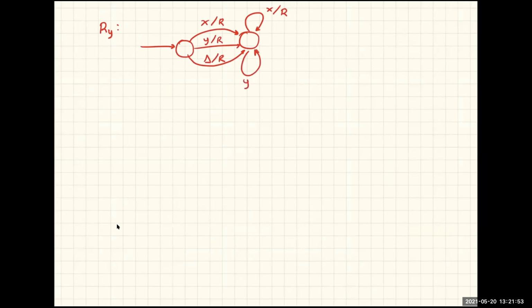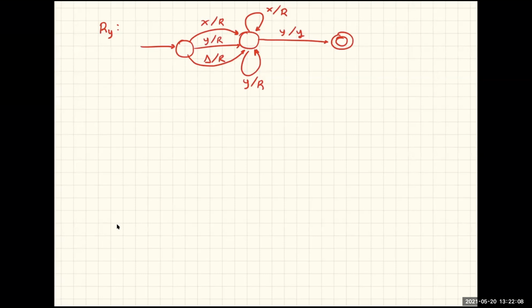So let's draw RY. First, you will move to the right, whatever it comes. And then you will move to the right if it's not a Y. Then if it's an X, move to the right. If it's a Y, move to the right. Unless it's a Y, then you keep it and stop and halt.